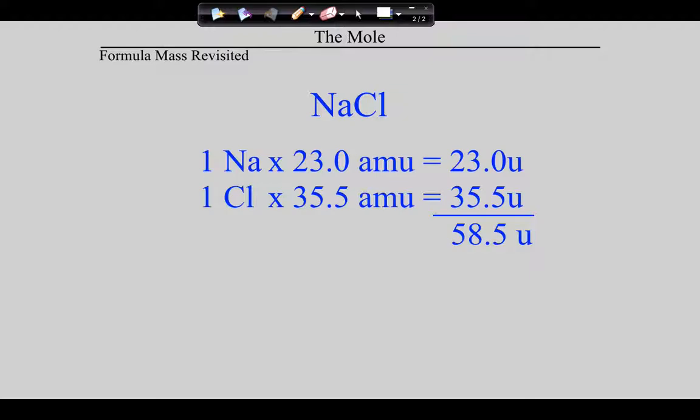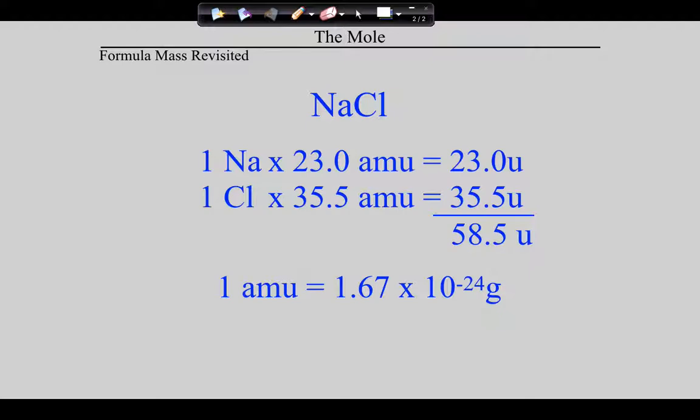We can figure out formula masses, yes? But formula masses have no functional meaning to us. Why? Because they're too small. And guys, if you don't understand what we're talking about here, don't write this down. But guys, this is what we're talking about. This is an atomic mass unit. An atomic mass unit is 1.67 times 10 to the negative 24th grams. So if that's true, what is 58.5 atomic mass units in grams?